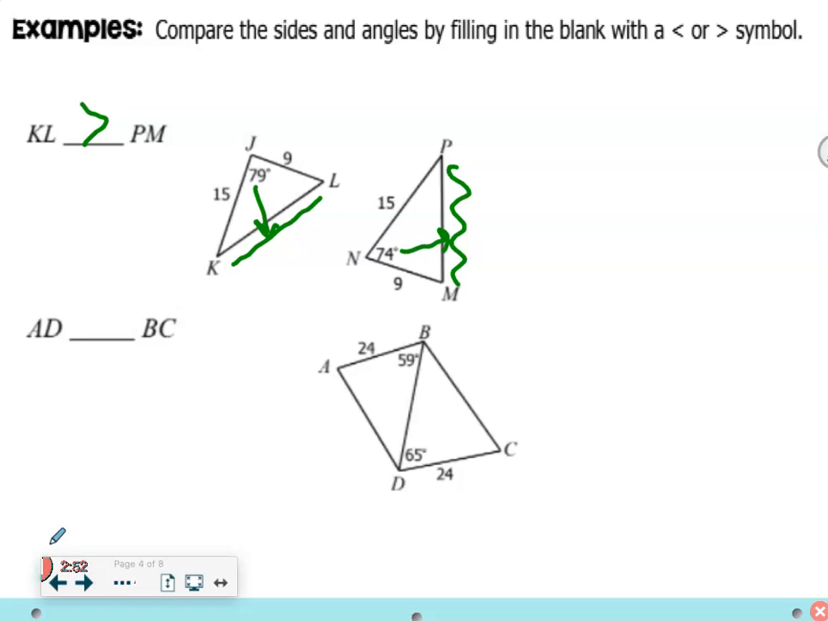So now we're comparing AD and BC. But I only see two sides that are equal though. 24 and 24. No. They're 65 and 15. But I only see one pair of sides. I need two sides that are the same. BD. Oh, BD's in both of them, right? Yeah. Okay. So what side's going to be bigger? BC. BC, right? Because it's across from 65. Perfect.